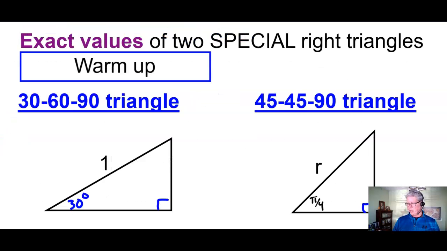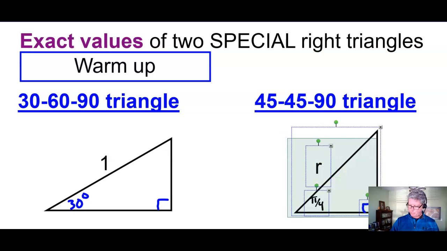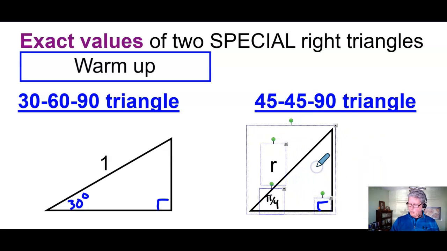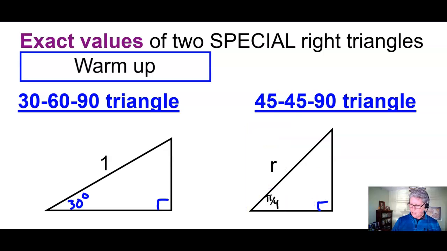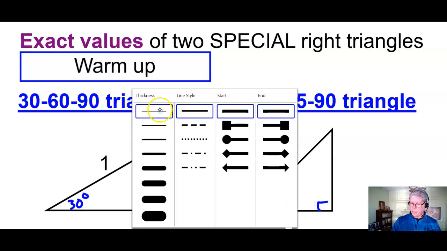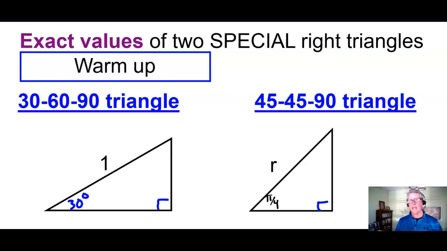This goes without saying, so important. It goes without saying how important it is to understand the side lengths of a 30, 60, 90 triangle and a 45, 45, 90. I was just showing off there that pi over 4 is 45 degrees. You should know that. You're already 1 day into it. You should be fluent.